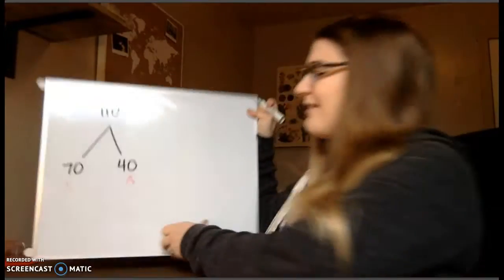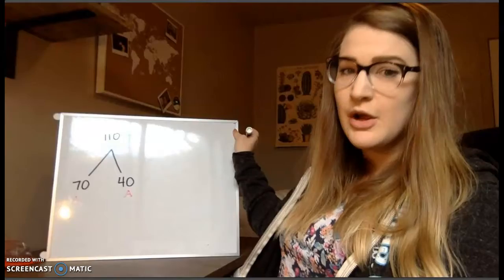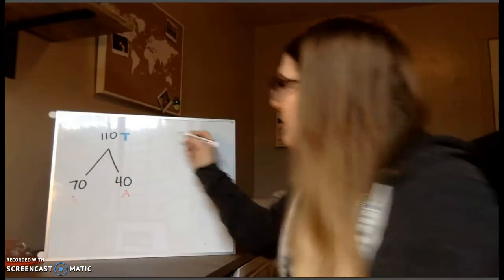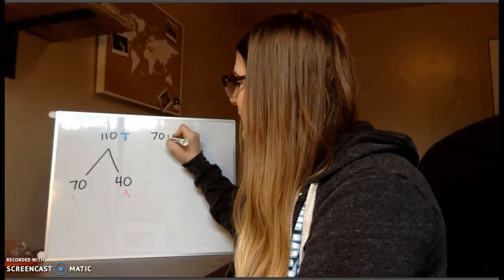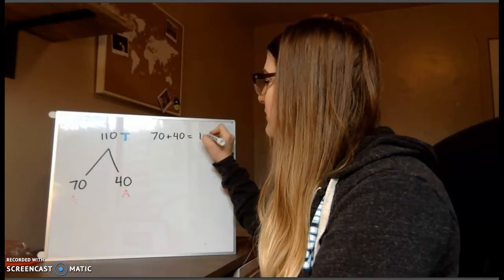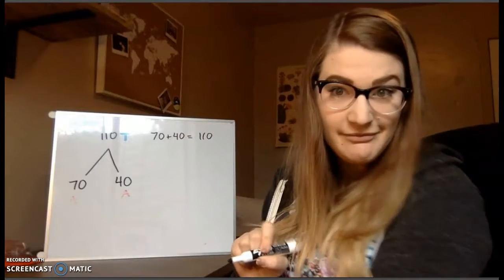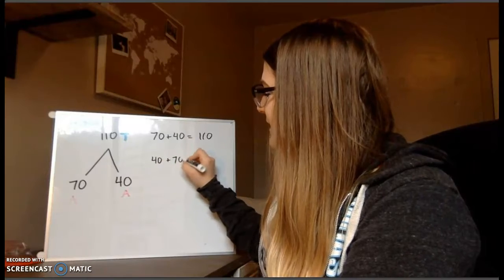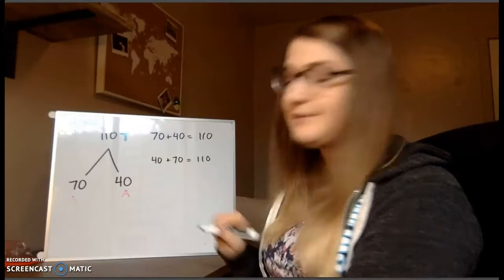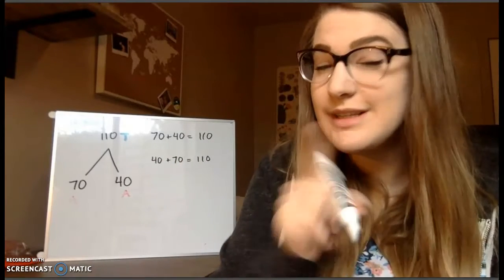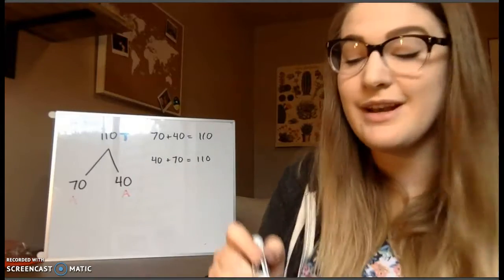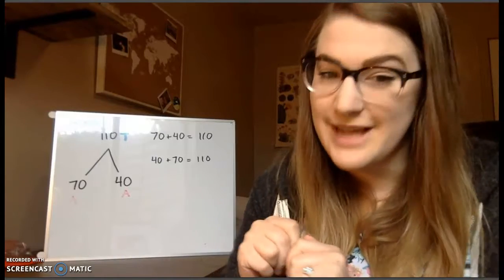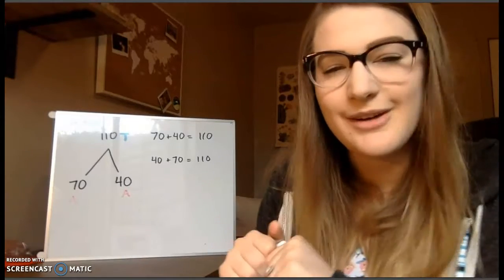Now, when we have these addends and a total in our math mountain, we can do all sorts of different equations with them. So, for example, you probably already thought of this one: 70 plus 40 equals 110. But then we could also do 40 plus 70 equals 110. Now, I want you to think about if you can make even more equations on your own. You can pause the video if you want and start writing some down. And then I'm going to write some more on the board here too.